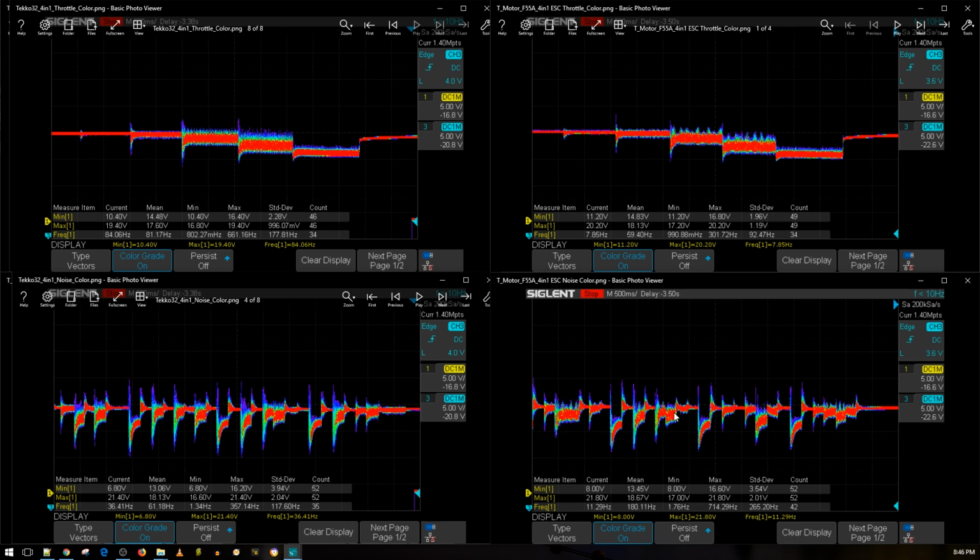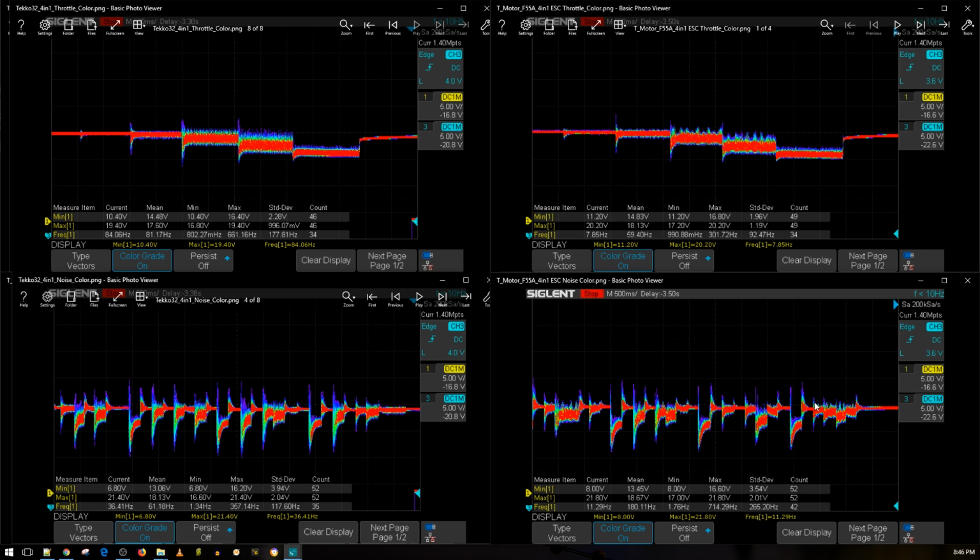And also the 45 amp 4-in-1 version of the T-Motor, I have that as well, and that'll be tested today after this video. But yeah, this ESC is really good on bench testing. I've done some real world testing. It was really great, actually. So I would give a thumbs up for this.